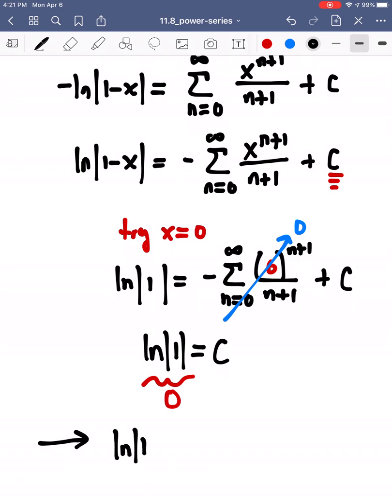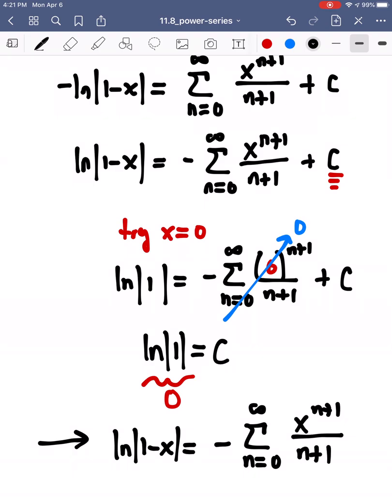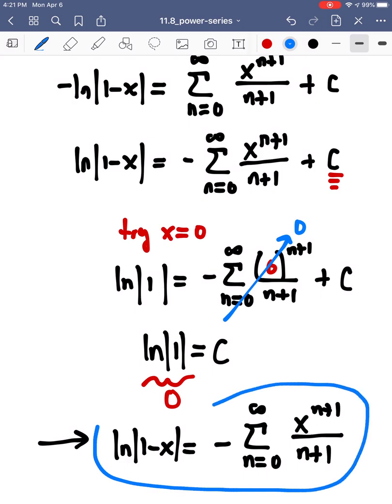So the ln of 1 minus x is actually just equal to this power series of minus the series from n equals 0 to infinity of x to the n plus 1 all over n plus 1. So this is something interesting. We just had to integrate that power series that we started off with, and we found out a power series for a natural logarithm. Who would have thought? Well, let's see what happens if we differentiate now.